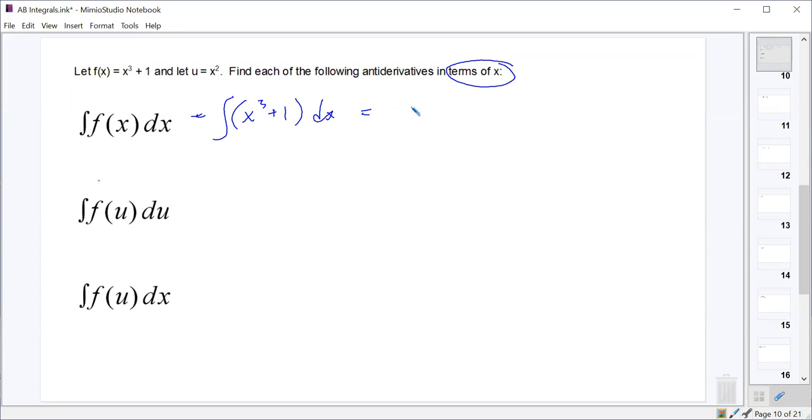X to the 4th over 4 plus x plus our constant, right? And what about f of u du? Well, what's f of u? X squared. Oh, no. All right, people always like to do that, right? Put in the x squared. Well, no, because what do I need the variable to be? In order to do the integration, the variable is going to have to be a u, right? And so what's f of 2?